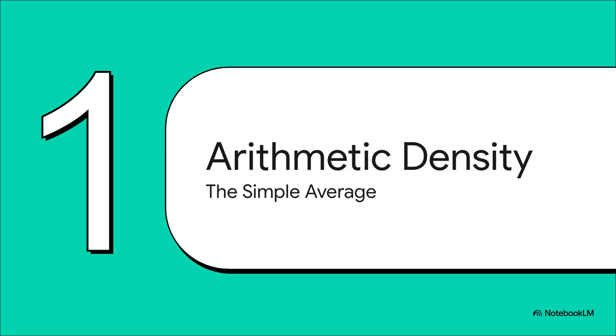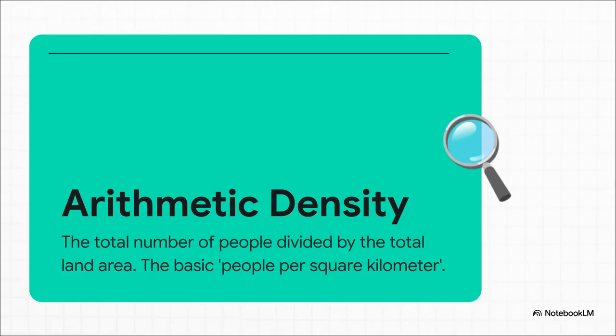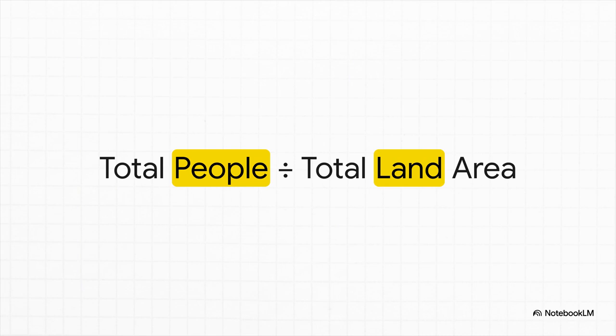Okay, so let's start with the one we're all familiar with. This is the most common, the most basic measure, what we call arithmetic density. This is pretty much population density 101. You take the total population of a country and you divide it by the country's total land area. That's it. This gives you that classic people per square kilometer number you see all the time. The formula couldn't be simpler. Total people divided by total land. But, and this is a big but, this super simple average has a major blind spot.